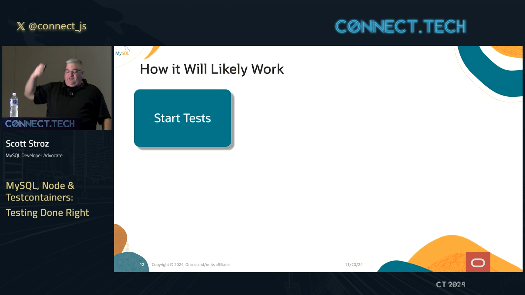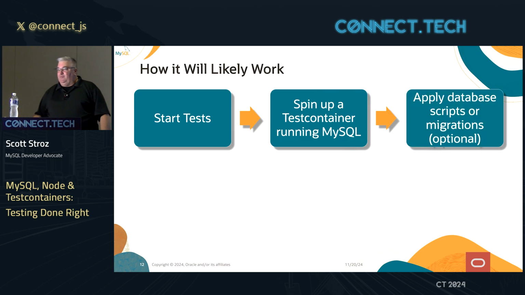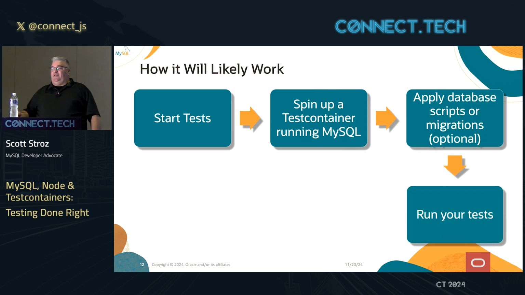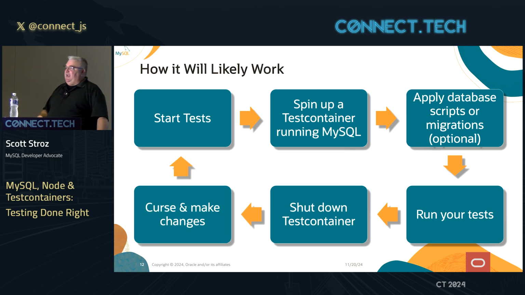How it usually works is you start your tests, you spin up your test container, you apply your database scripts or migrations, you run your tests, you shut down your test container, you kick and scream and curse, and then you have to make changes to your code, and then you start the whole thing all over again. And eventually, you'll get to the point where it works the way it should, where you won't be cursing and you will be basking in the glory of your flawless code.